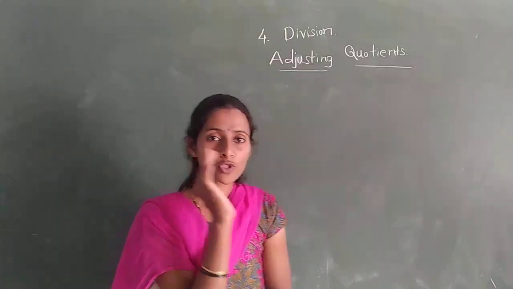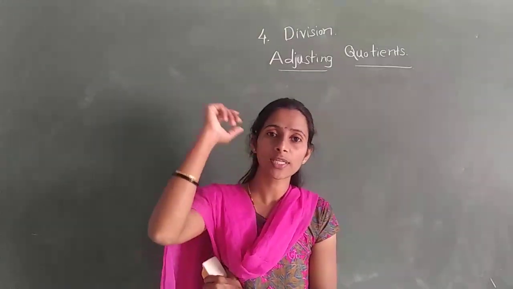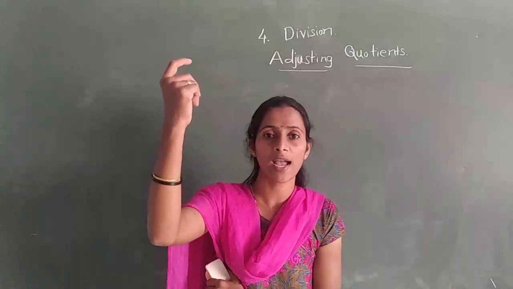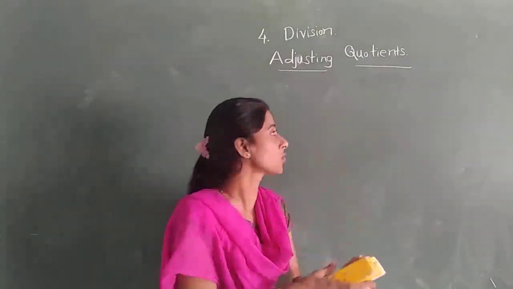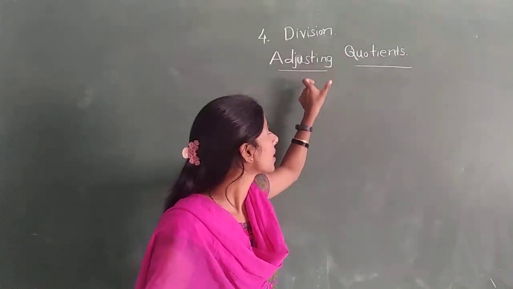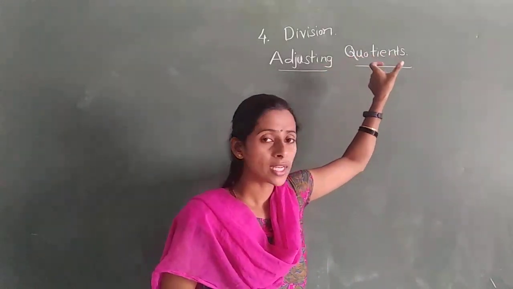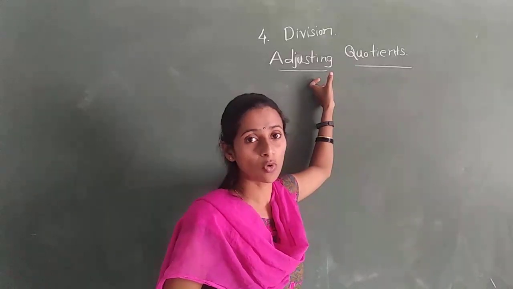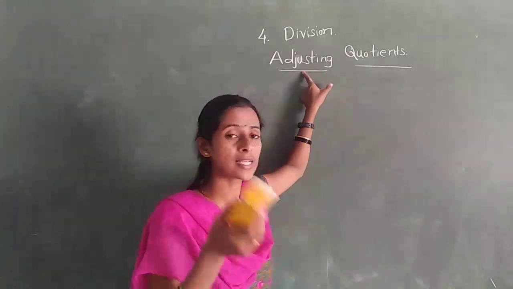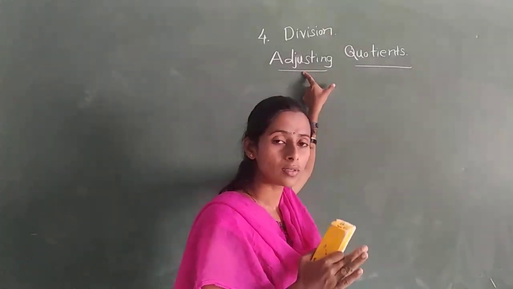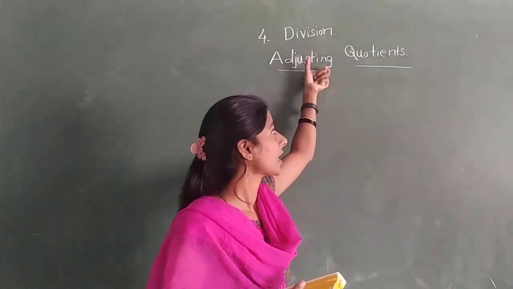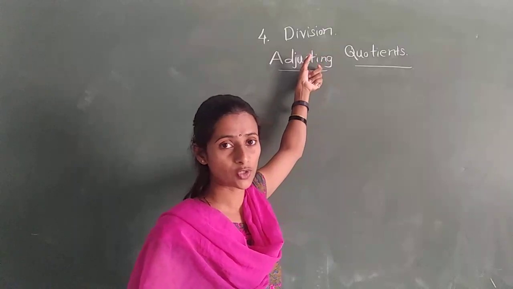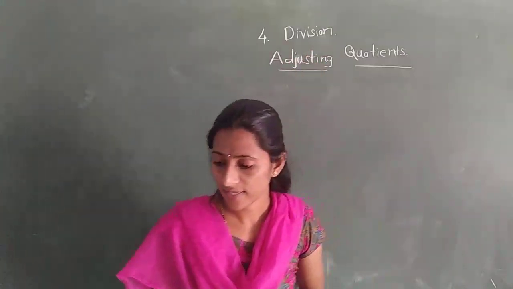If you solve an example and the estimated quotient is very high, then adjust the quotient. In the same way, if the estimated quotient is low, then adjust the quotient as well.